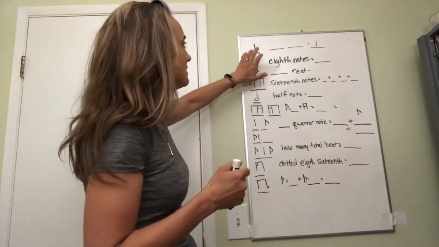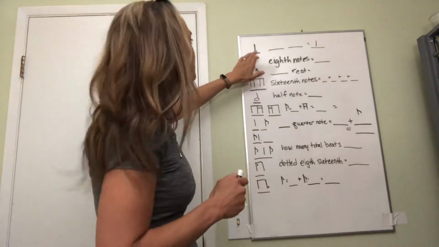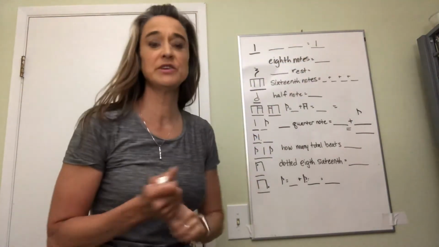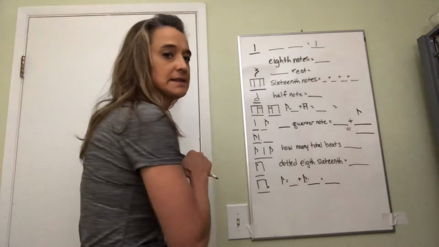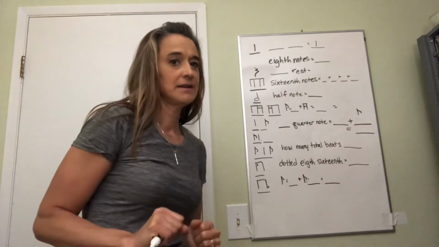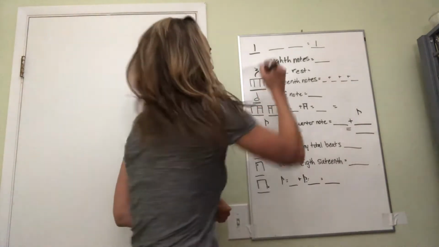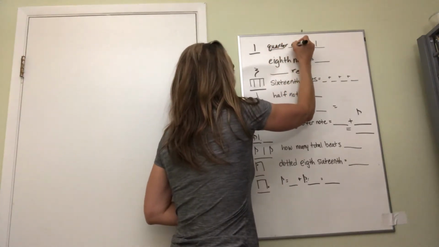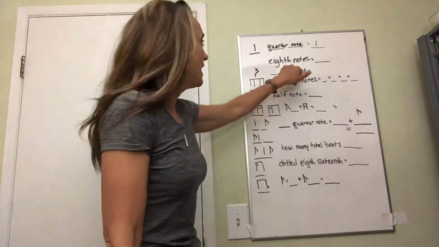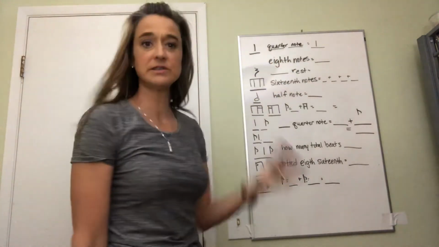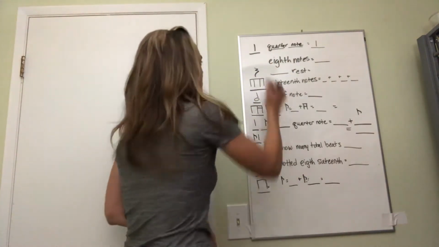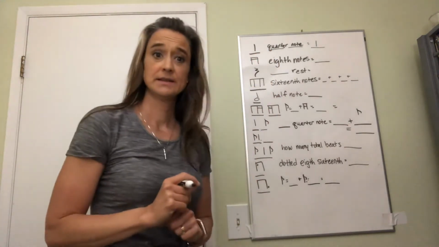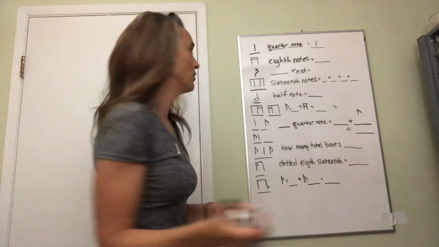All right, so we know our ta is one sound over one beat. What do musicians call that? If you said quarter note, you are correct. All right. The next one, eighth notes. We don't know what that looks like. Let me see. Does it look like that? You should say no.